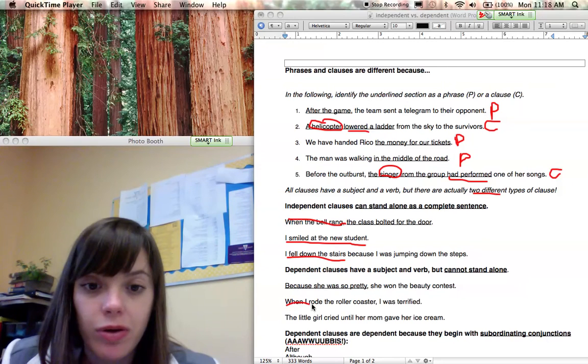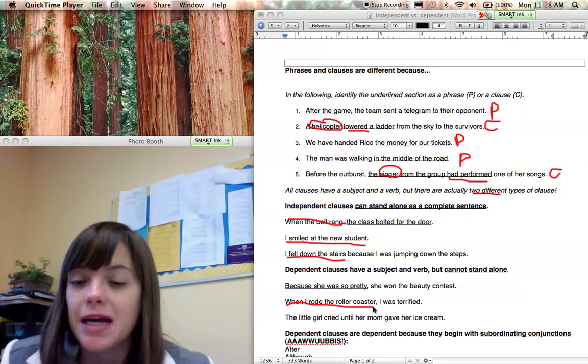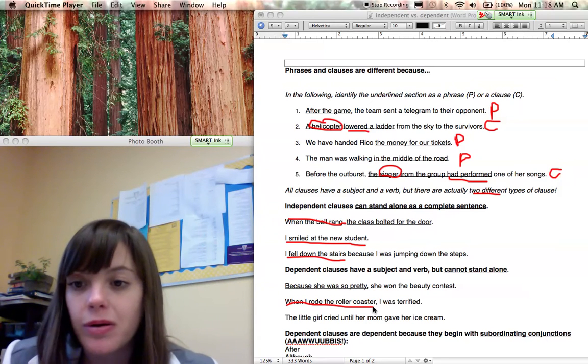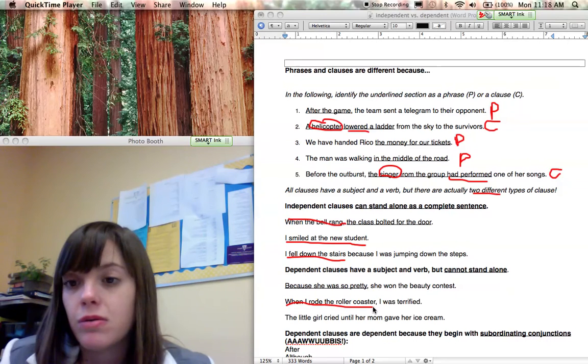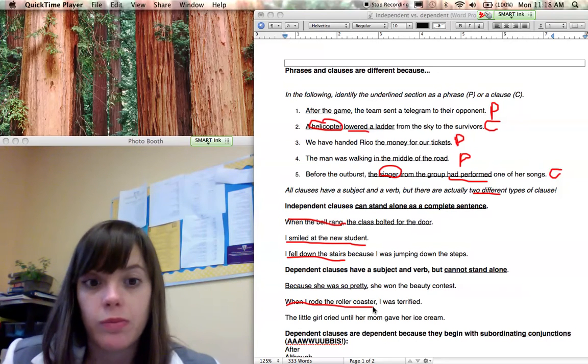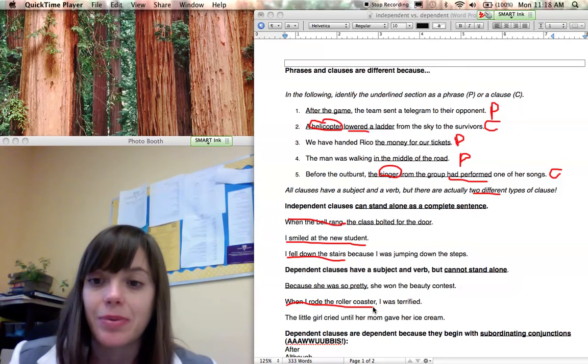When I rode the roller coaster is going to be my dependent clause because it's got a subject, I, it's got a verb, rode, but it can't stand by itself. If I just say to you, when I rode the roller coaster, you're going to be like, okay, what happened? What happened when you rode the roller coaster? What's going on? Okay, so it's not a complete thought.